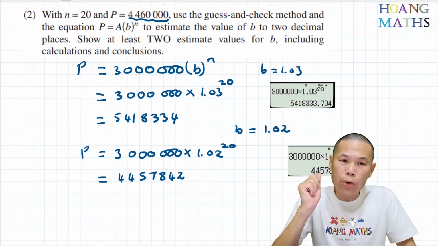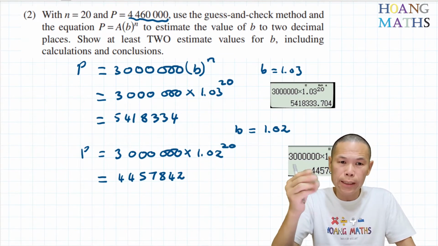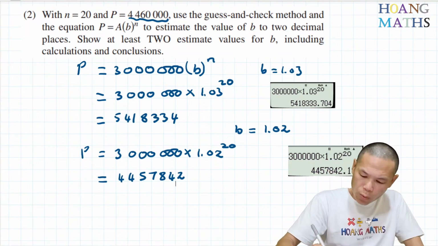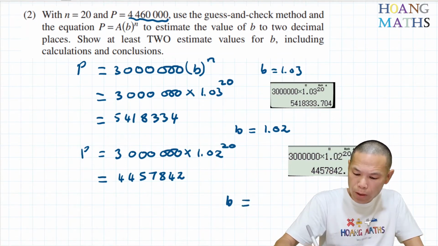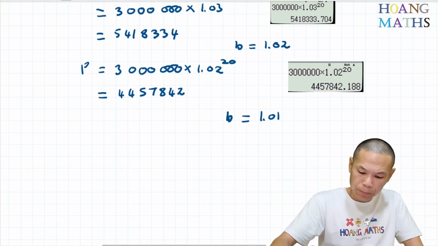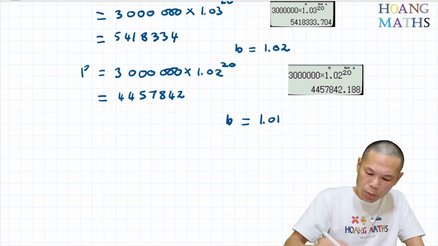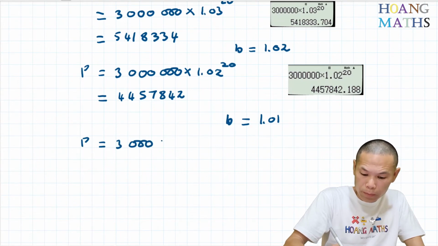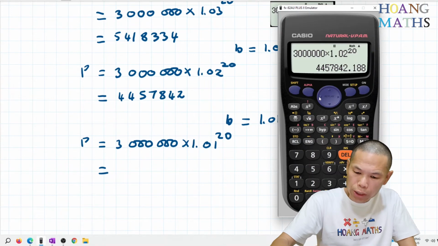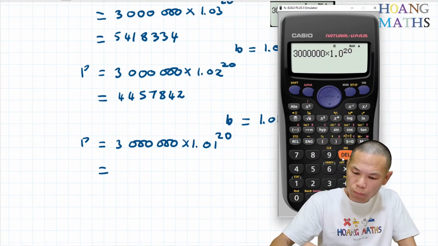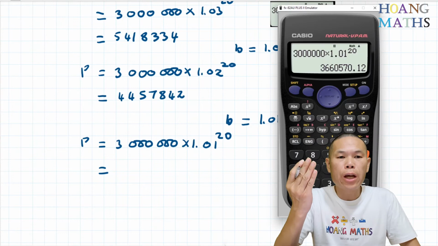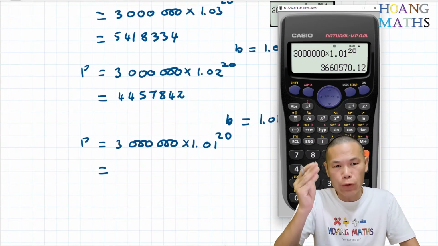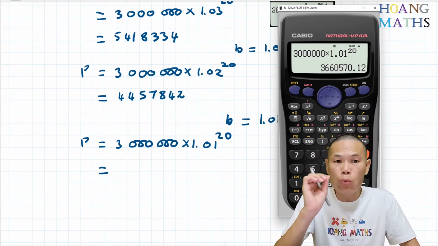Let's try when B equals 1.01. See what happened. Okay, see if it gets closer than that. So when B is equal to 1.01, that will give me P is equal to 3 million times 1.01 power of 20. So I change that to 1.01. There you go, a lot less than 4 million. So therefore the suitable value for B should be 1.02.